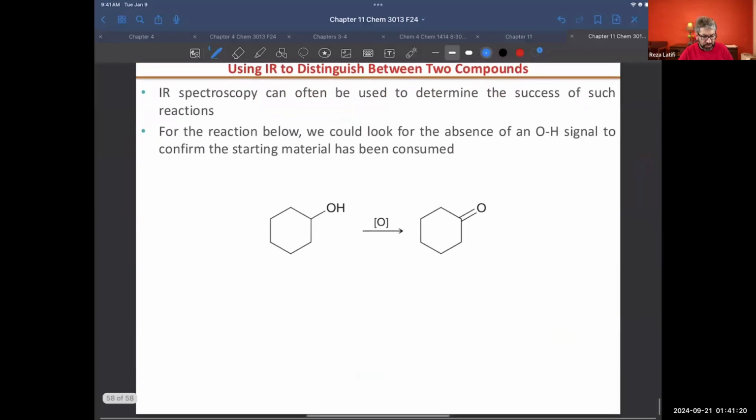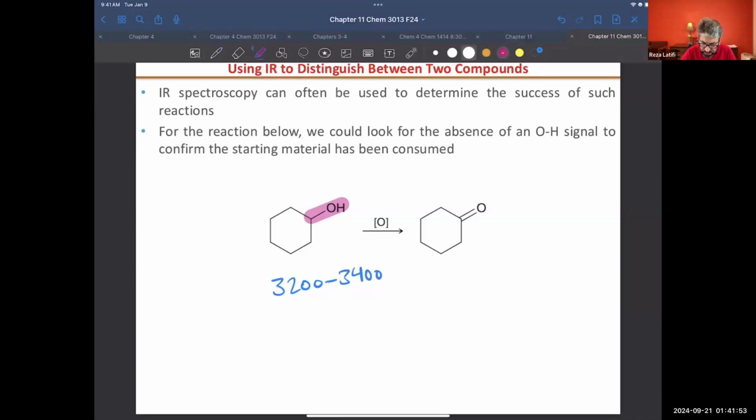And the last thing that I want to mention: we use IR to follow the kinetics of a chemical reaction, or sometimes to find the yield of a chemical reaction. And in this case, we have OH, and that's going to give us a broad peak around 3200 to 3400, in that range.